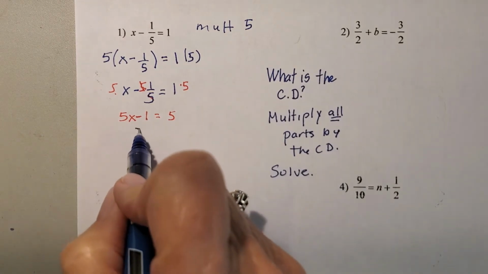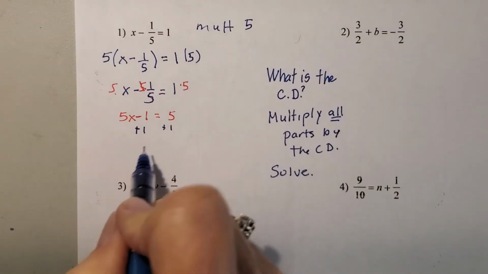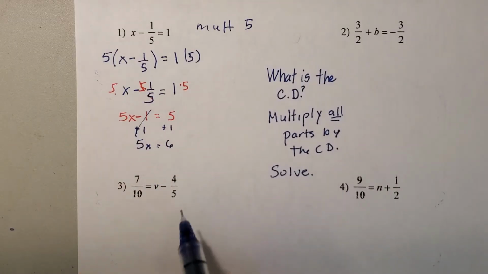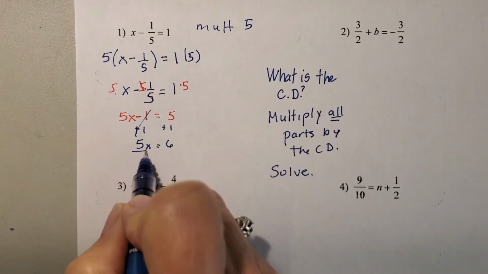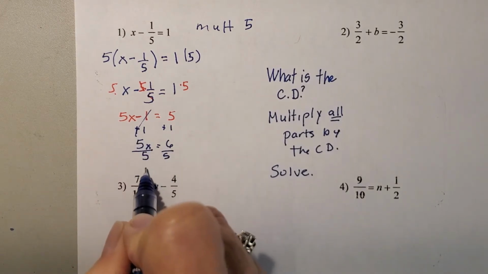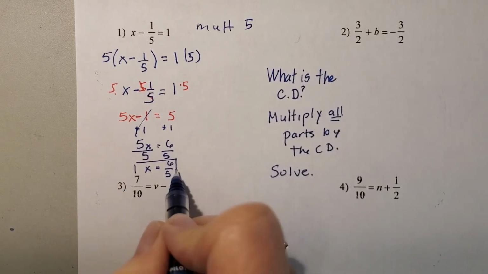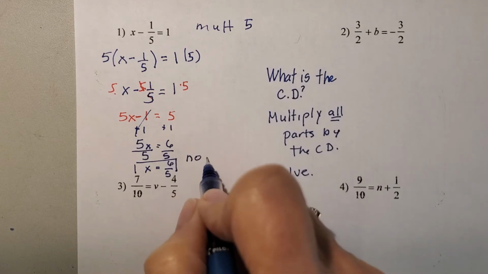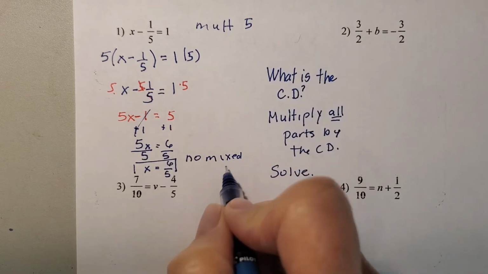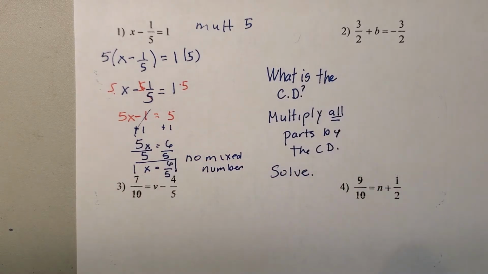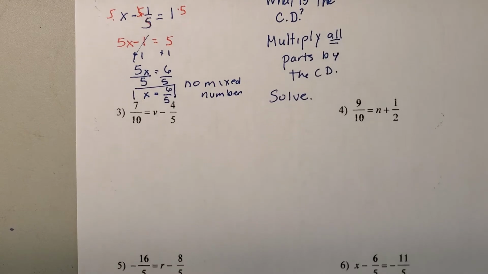Get x by itself, so add a 1 to both sides, so you'd have 5x equals 6, because these guys cancel out just like you wanted them to, and then divide both sides by 5, and you get x equals 6 over 5. And just leave it that way. You don't need to change to a mixed number. In algebra, it's easier to work with a fraction, or later on we'll change them to decimals when we're in real-world problems.